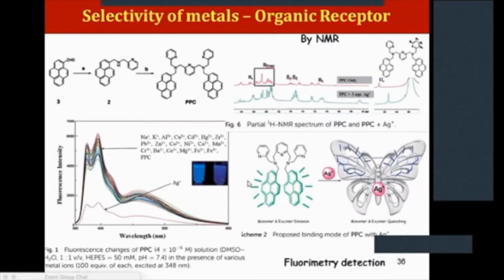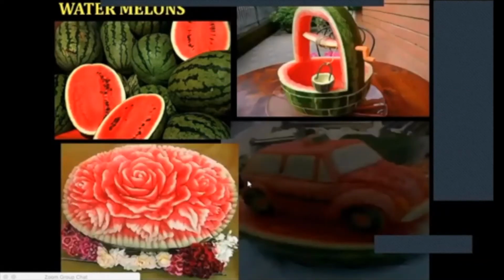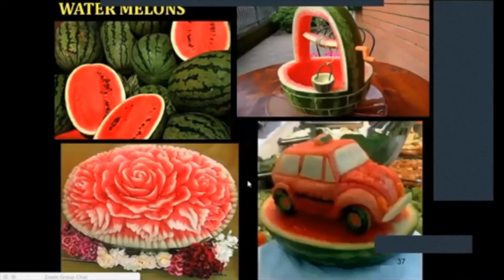Okay, let me explain in layman's language. Everybody knows about watermelons. You can see its shape, and you can make different carvings, like a well or a rose or even a car. But because of its oval shape, transportation is very hard. You cannot arrange it in a truck. You have to just throw it, and it slips from one piece to another. Instead, for example, if you load bricks, you can load them in a regular, organized manner on a truck.